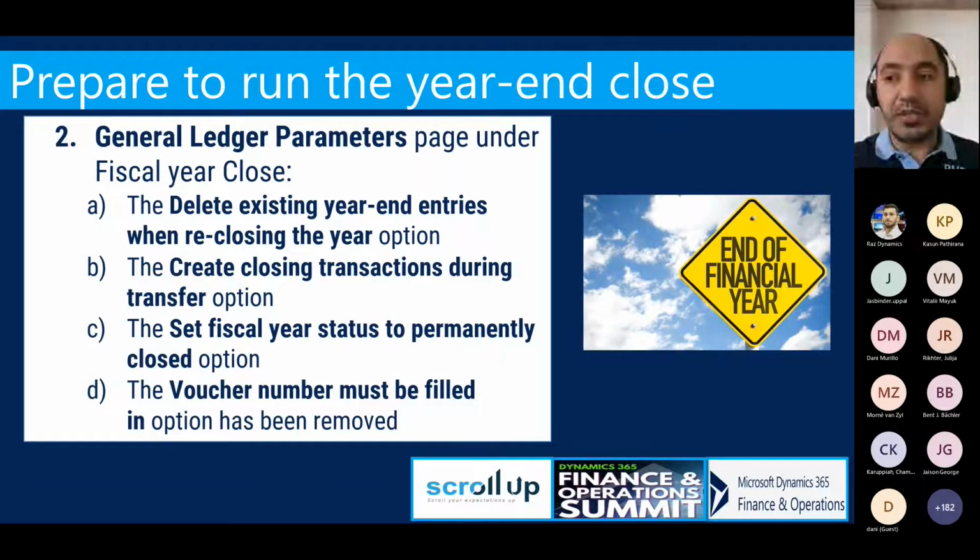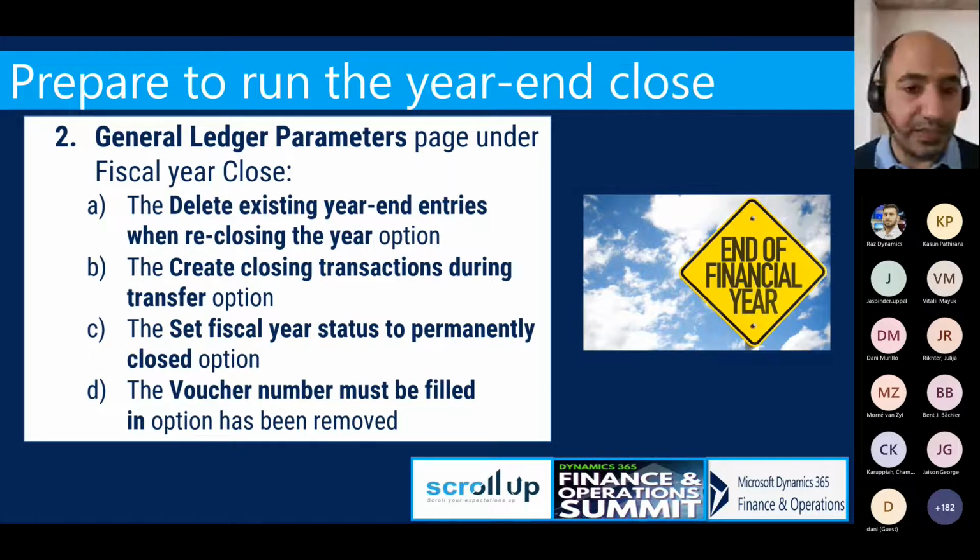Then we have the create closing transactions during transfer option. This is why we said this is optional. This option is used to create closing transactions in the fiscal year that is being closed, to bring the balances of all main accounts to zero, only the balances that are supposed to be set to zero. If this option is set to yes, both the opening transaction and closing transactions are created. If it is set to no, only the opening transaction is created in the new fiscal year, and the main account balances remain at the end of the fiscal year.